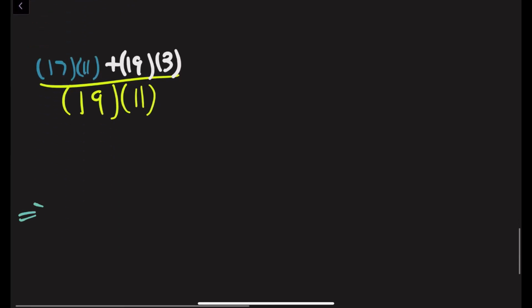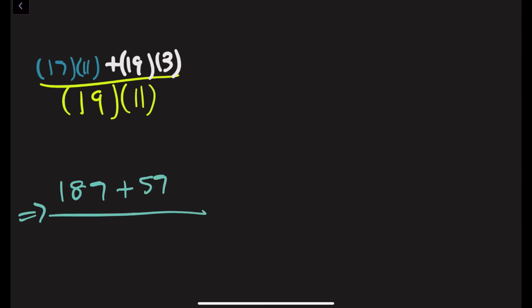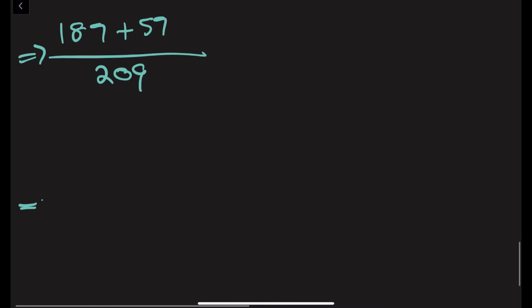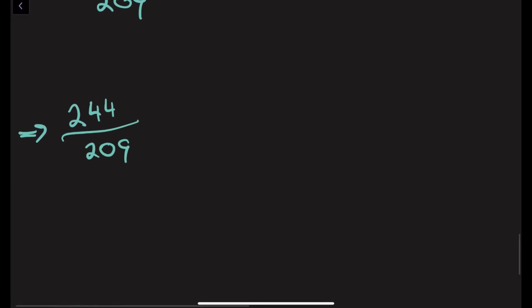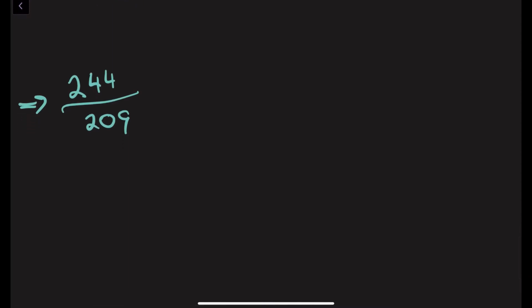Okay, and then we want to simplify it again. So 17 by 11 is going to be 187, plus 19 by 3 is going to be 57, and the product of the denominators will be 209. I'll simplify this a bit further by adding the 2 numbers in the numerator, so we'll have 244 over 209. This can't be simplified any further, so we're just left with 244 over 209.